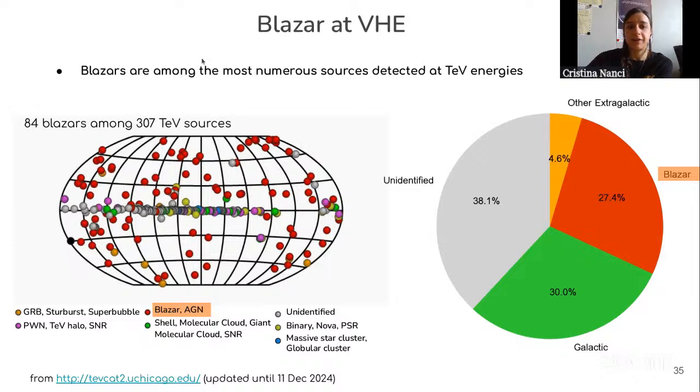But blazars are very important in the very high energy sky. They are the most numerous sources in this energy range. This is the TeV sky from the TeVCat catalog, the catalog of TeV sources, containing 307 sources. 84 of them are blazars, the ones marked with the red points here. You can also appreciate the superiority of blazars as TeV objects by this pie chart, in which blazars represent a large part of the TeV sky.